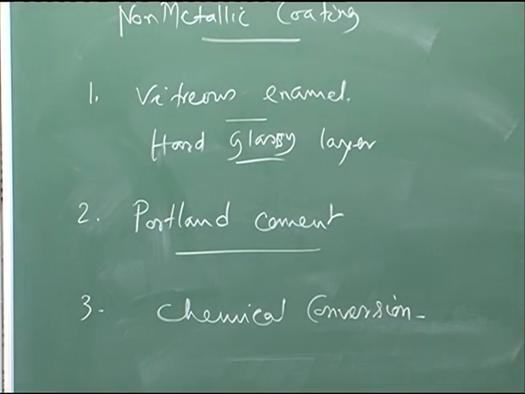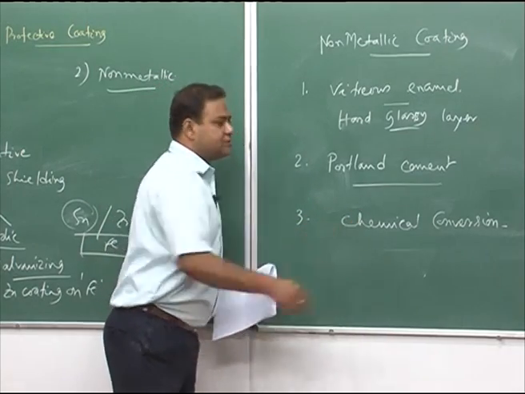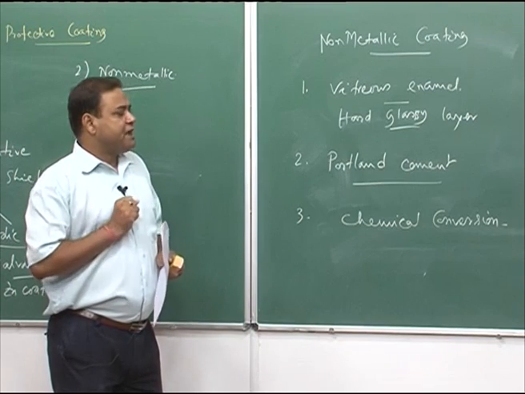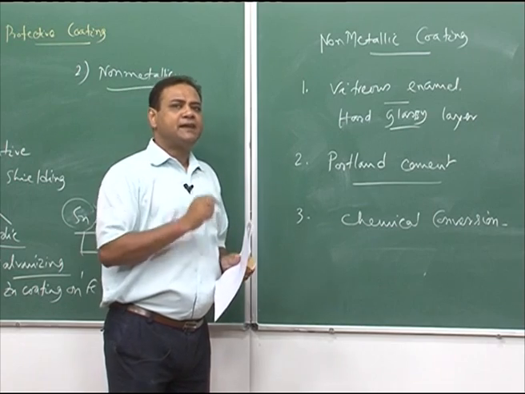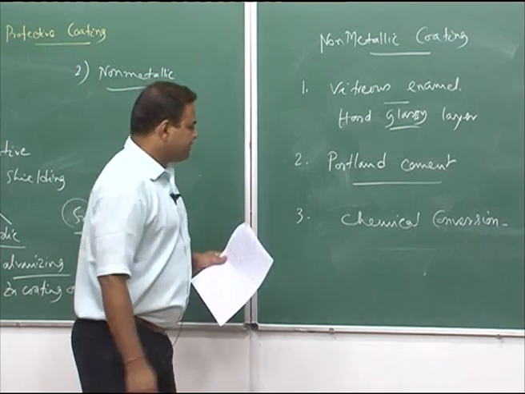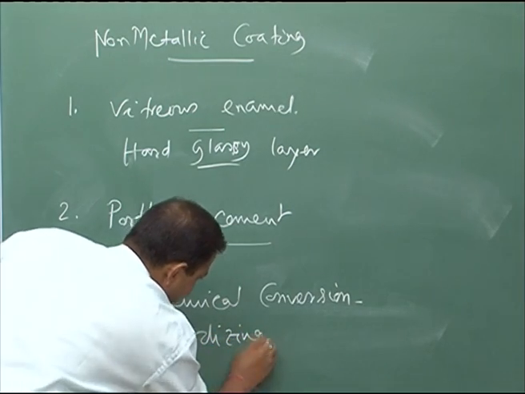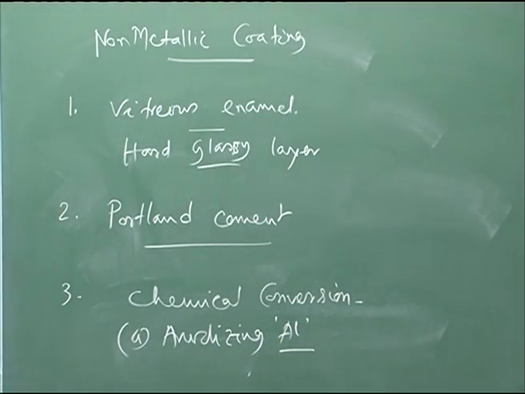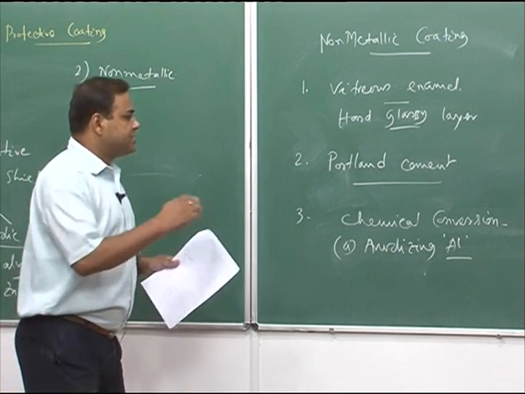Chemical conversion coating, what it does is that the metal surface is intentionally reacted with the environment, and during that reaction an impervious layer is formed, and that layer would be resistant to corrosion. For example, one example is anodizing of aluminum. What it does is that the potential of aluminum is intentionally taken to the nobler side.